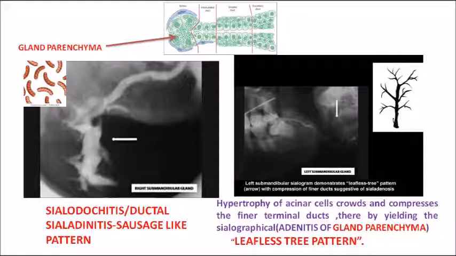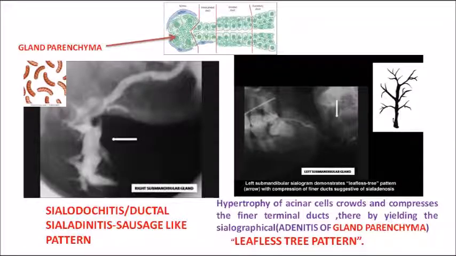Now coming on to sialadenosis. What is sialadenosis? In case of sialadenosis, only the gland parenchyma, meaning the serous and the mucous acini part, is inflamed. The ductal portion remains normal. When the gland parenchyma gets inflamed, the finer terminal ducts will be very thin, so it compresses the terminal ducts. The appearance will be a leafless tree pattern, similar to the leafless tree which I have shown.